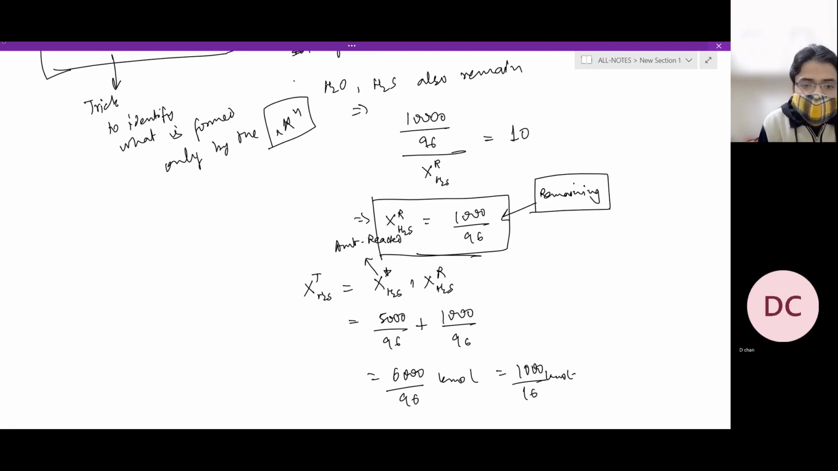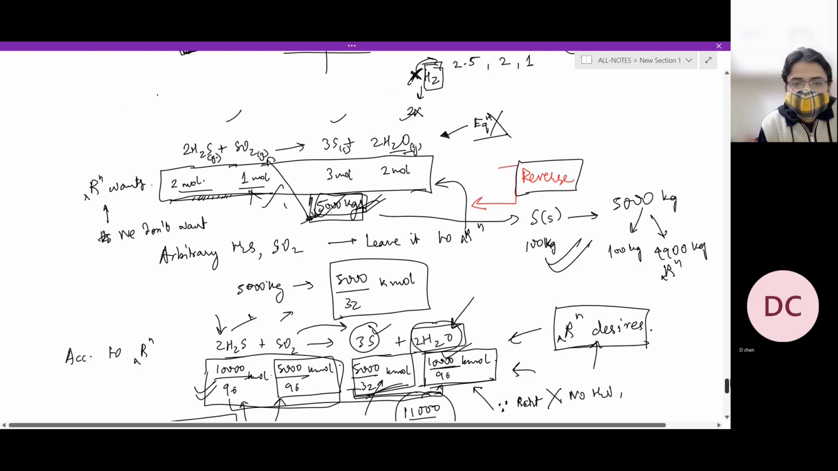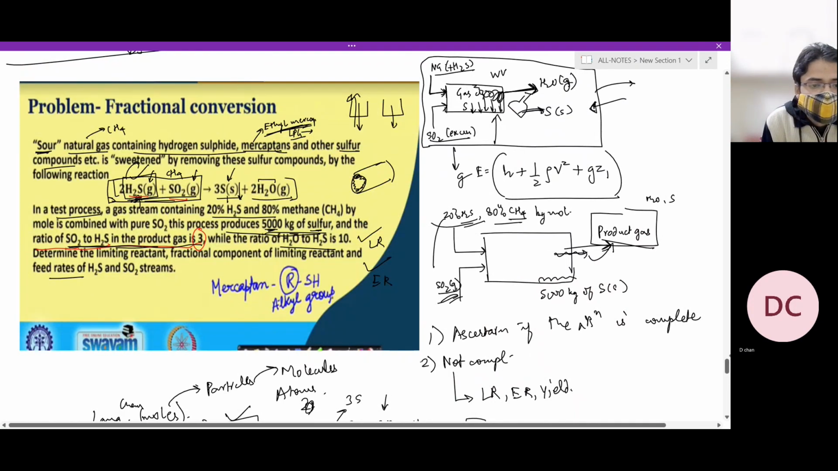So now you know that out of the total hydrogen sulfide that you had, some part has reacted and some part is still remaining in the product. And you have perfectly resolved everything, okay? The next information that you are given right here is this: the ratio of the SO2 to the H2S in the product gas is 3.